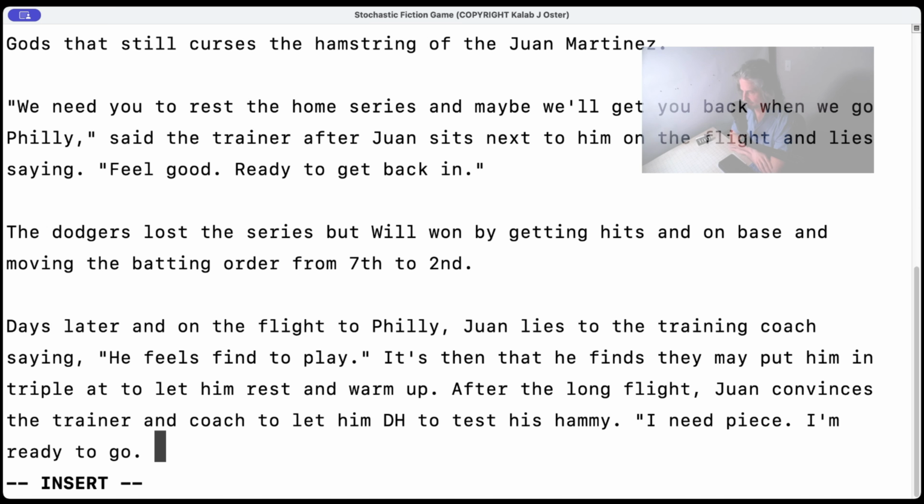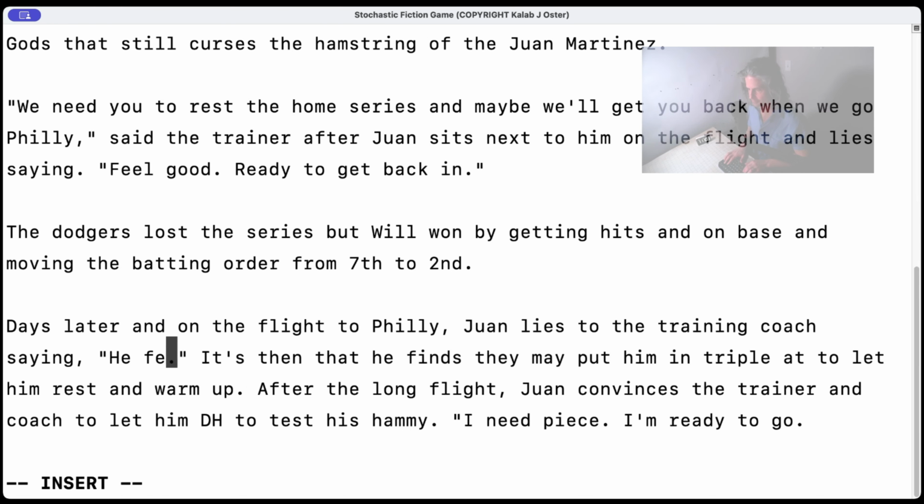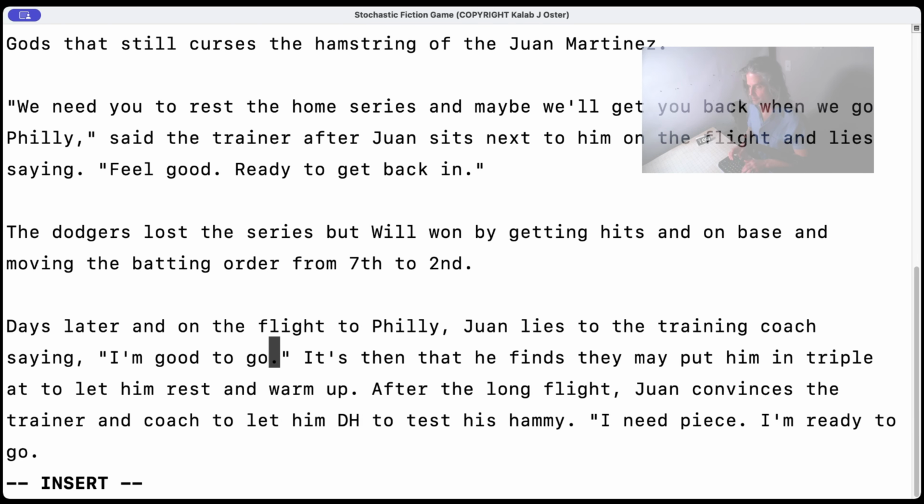Days later, on the flight to Philly, Juan lies to the training coach. I feel fine. I can play. I'm good. I'm good to go. It's then that he finds they may put him in triple A. They'll let him rest, warm up. After the long flight, Juan convinces the trainer and coach to let him DH to test the hammy. I need a piece. I'm ready to go.